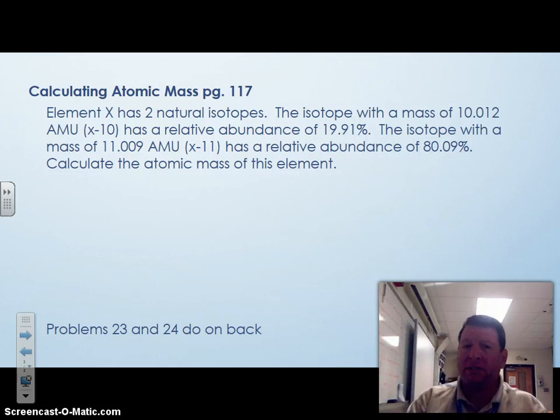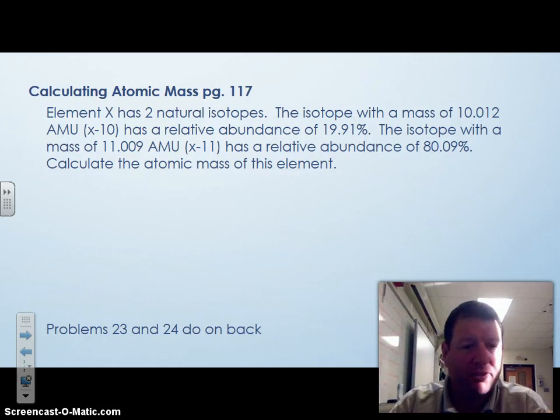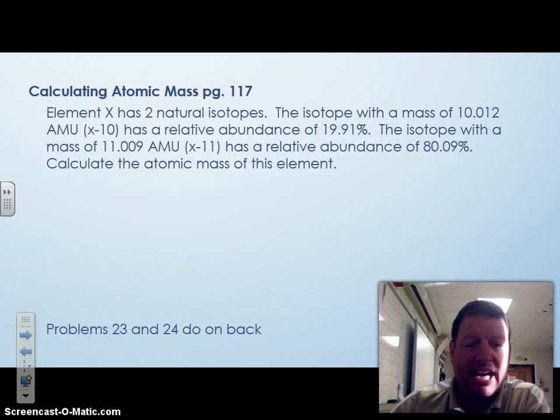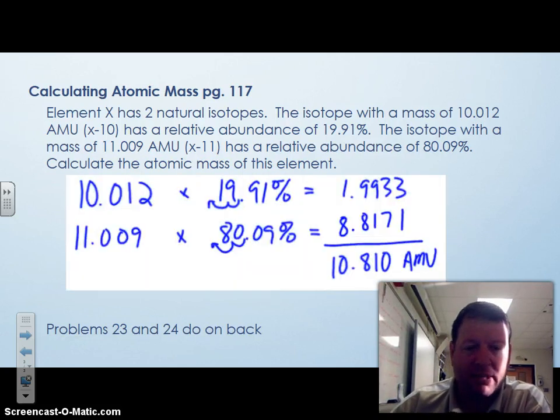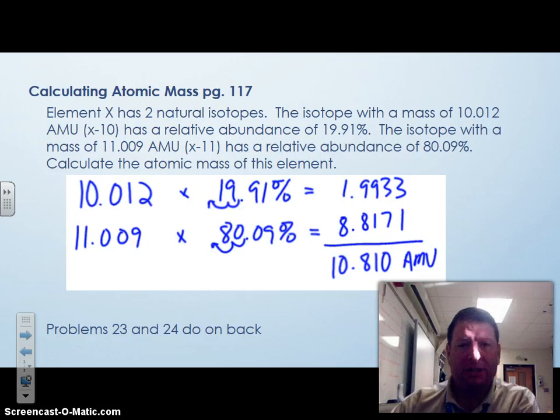Okay? So thinking back to what we talked about a few minutes ago, you need to take the mass of isotope number 1, in this case X10, and multiply it by its abundance. You have to take isotope number 2, in this case X11, and multiply it by its abundance. Now 80.09 and 19.91 is going to give you all of the known isotopes of element X. So let's calculate the mass average. And here you can see that that's what we have done.